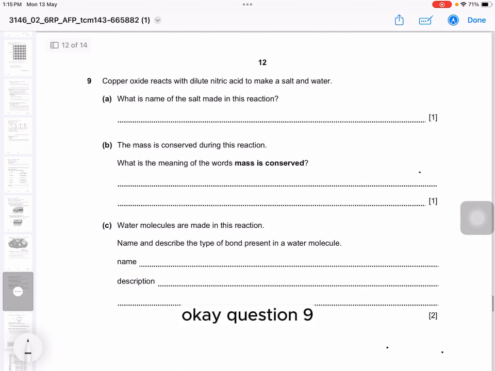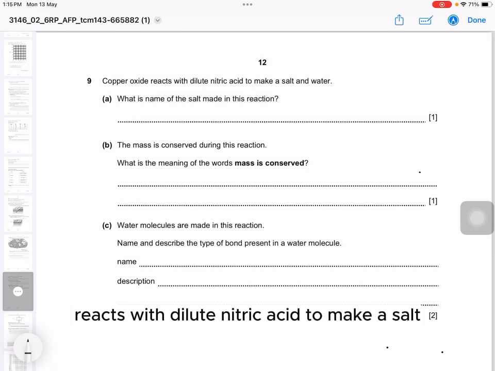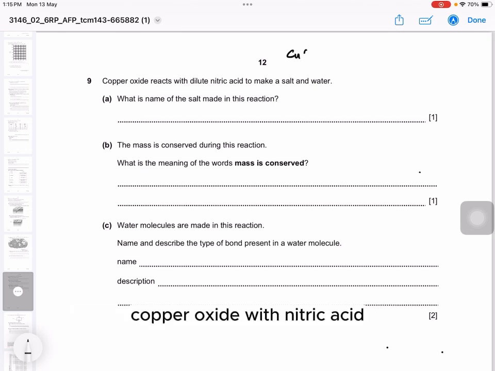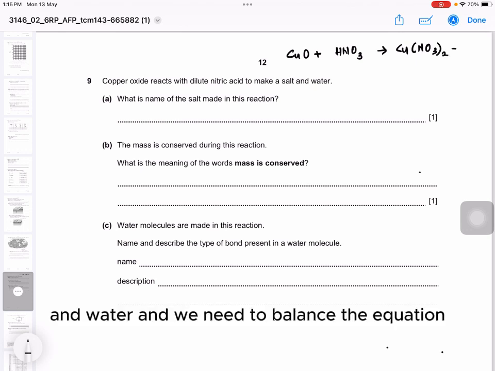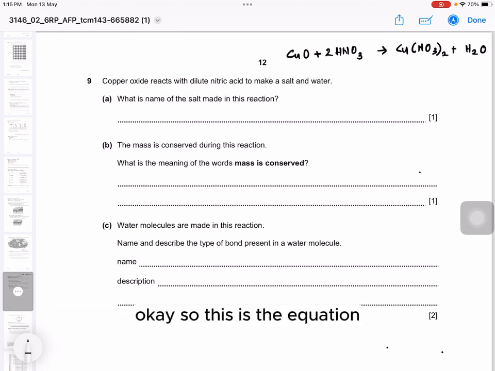Okay, Question 9 here. Copper oxide reacts with dilute nitric acid to make a salt and water. So let us write the equation first. Copper oxide with nitric acid. We get copper nitrate and water, and we need to balance the equation. Okay, so this is the equation.